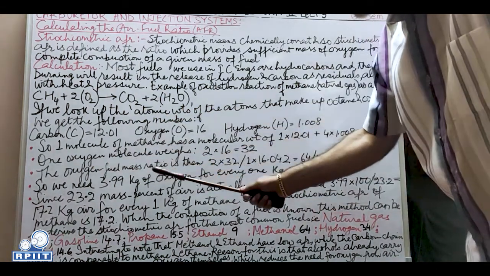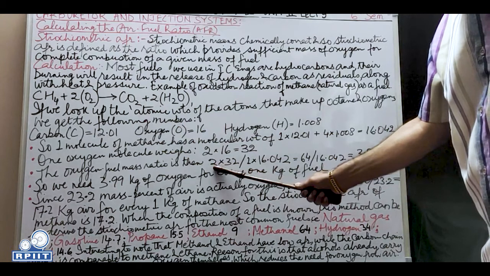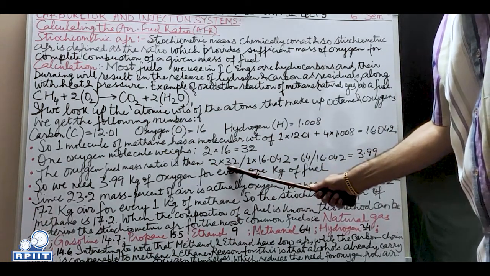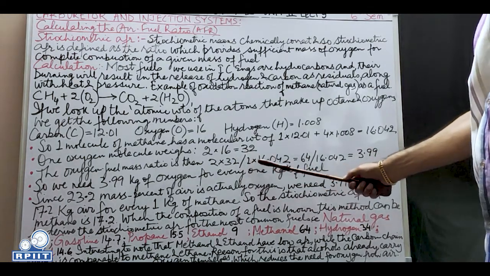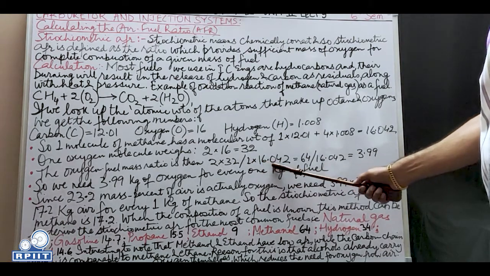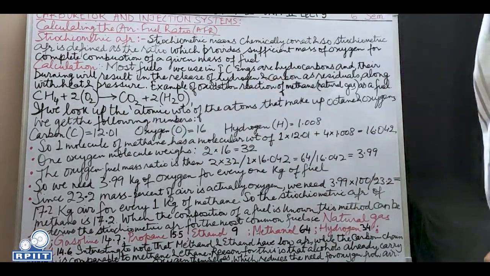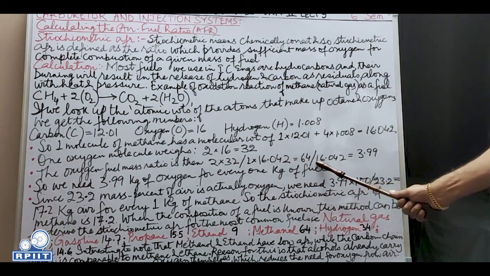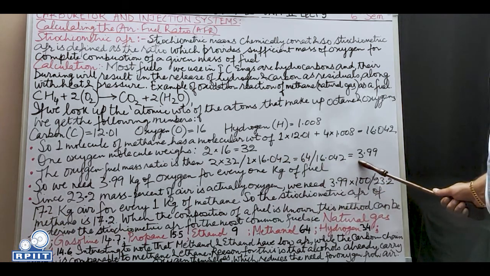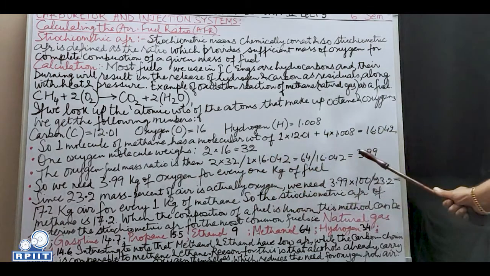The oxygen fuel mass ratio is then 2 into 32 divided by 1 into 16.042. 2 into 32 is 64, divided by 16.042, that is equal to 3.99. So the oxygen fuel mass ratio is 3.99.